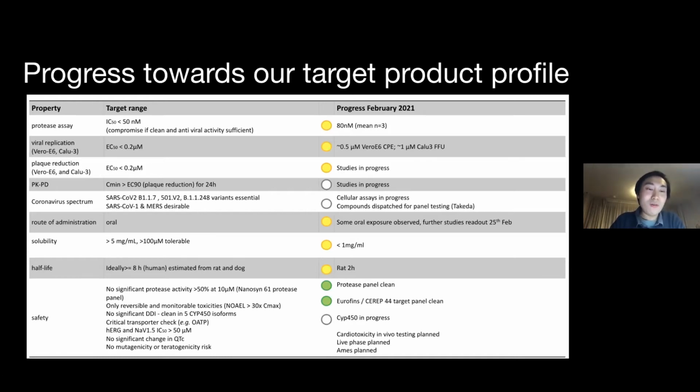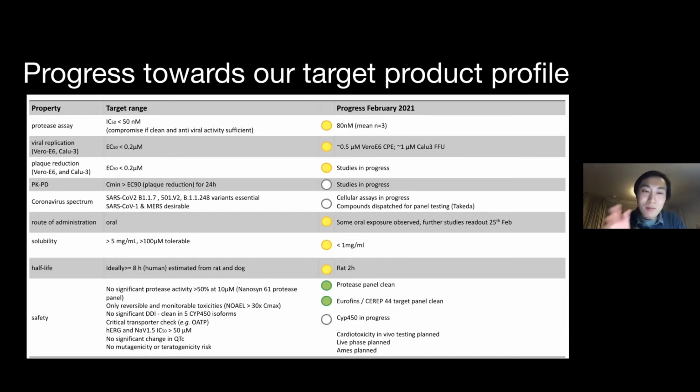Definitely want to be oral, want to be a class 1 from biopharmaceutical, so we aim for high solubility, a long half-life, and the standard safety pharmacology requirements. And progress to date, we are almost meeting the protease activity and viral replication goal.